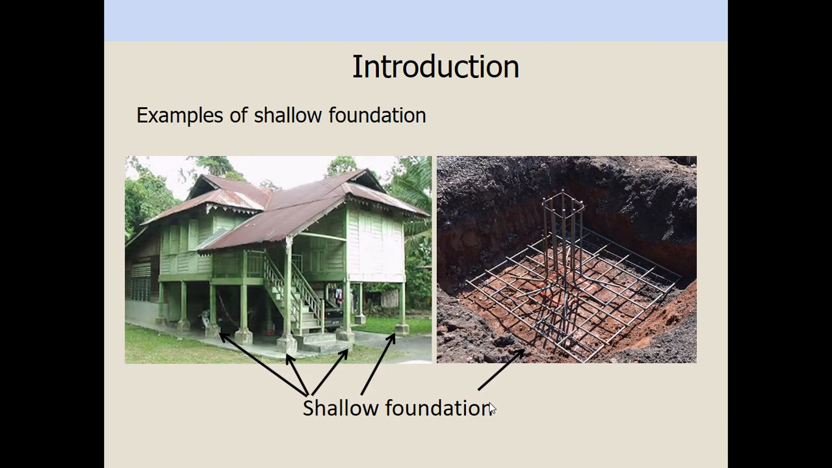So this is an example of the shallow foundation. For this example, this is a traditional house. We just put the pad on the ground surface, right? But it's still okay because the load from the structure is quite low compared to a high-rise building. And here is another example of the shallow foundation. We only dig maybe 0.5 meter below the ground surface, and then we put the reinforcement and the concrete, and we make the shallow foundation.